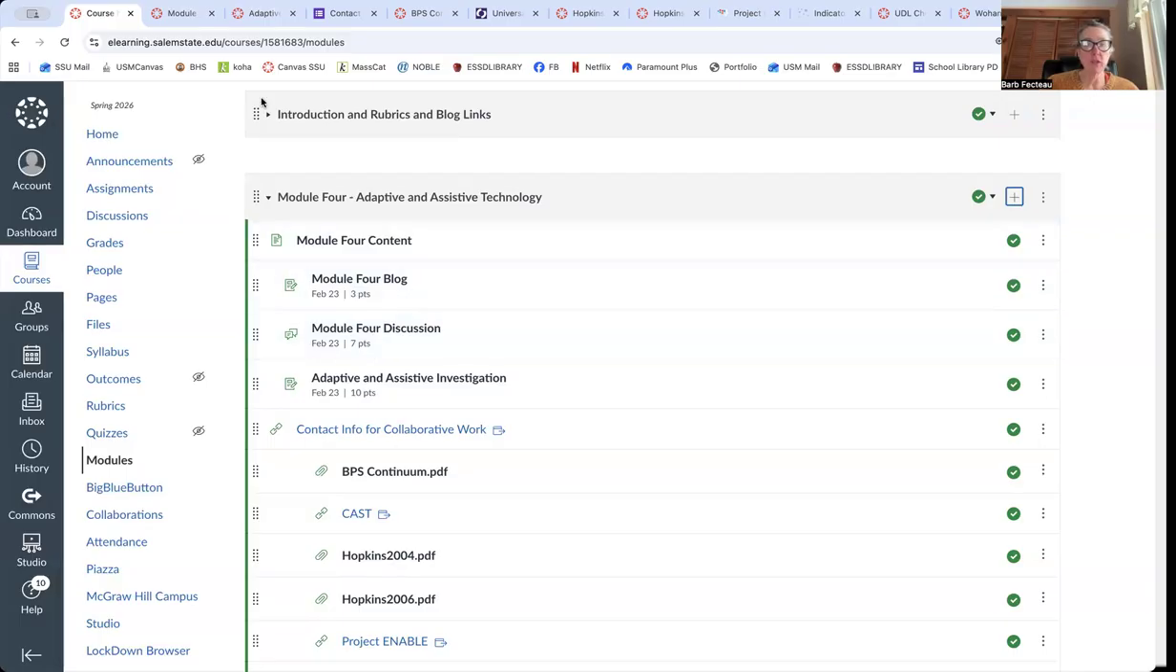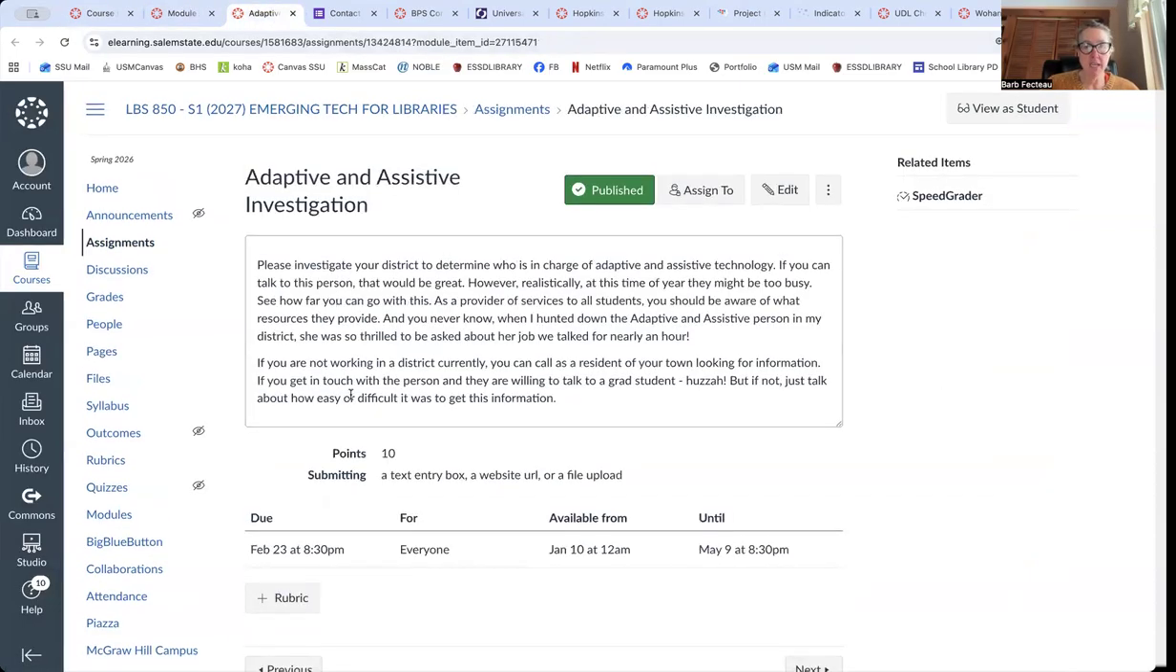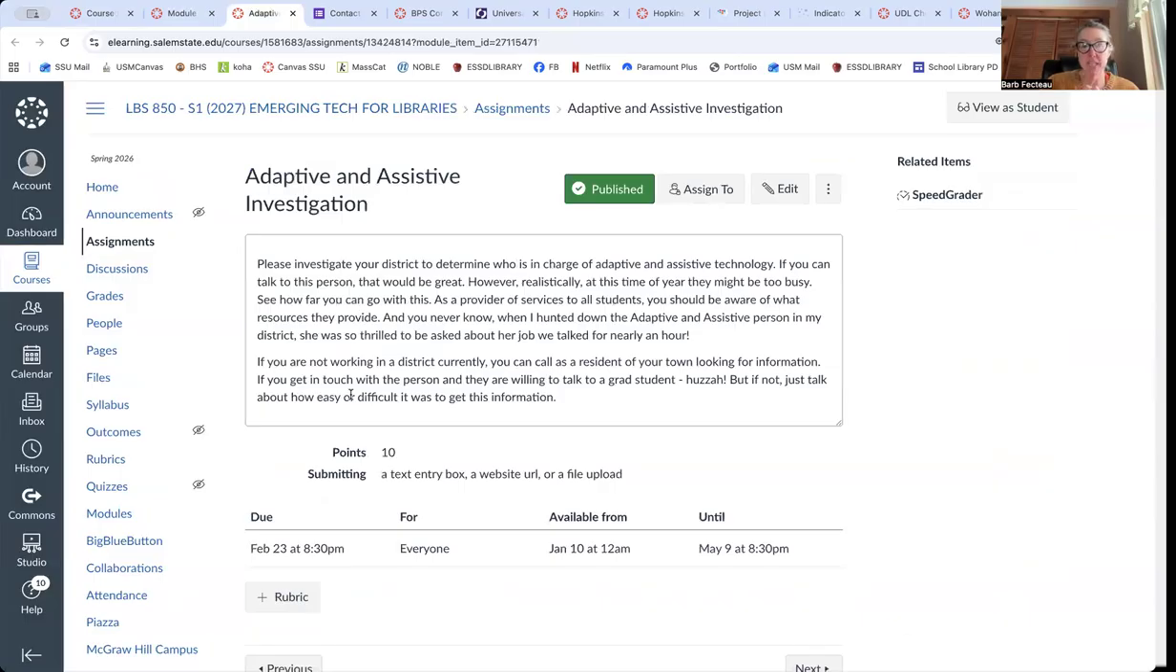So let's take a look at what you need to do, which is continue with your blog, continue with the discussion, but there's a very exciting assignment, the adaptive and assistive investigation. So what this is, you're going to find out who in your district, if you're working in a district, if you're not working in a district, just whatever district you live in or where your kids go to school or a district somewhere, what you want to do ideally is talk to the person who does adaptive and assistive and just pick their brain a little bit.